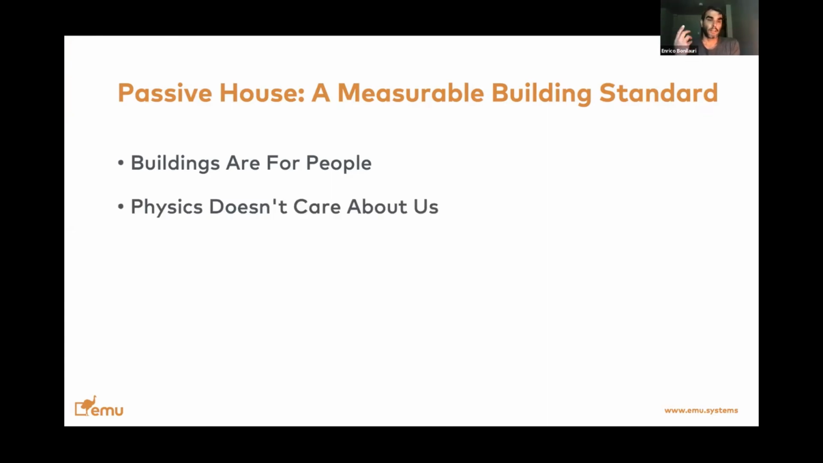The second is physics doesn't care. Physics and physics phenomena, including mold, condensation, decay, will happen whether we like it or not. So physics doesn't care about us. We should care about physics. Thirdly, if you can measure it, you can control it. If you know what's happening, you can improve a situation.